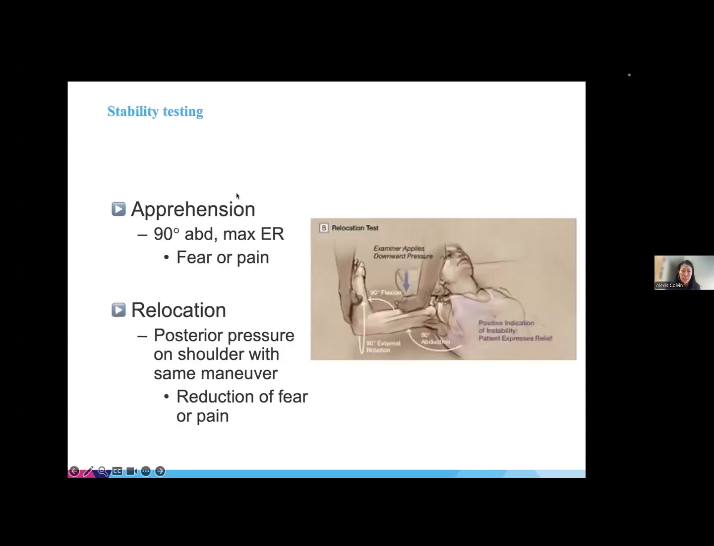The apprehension test is something that we see in someone who has a labral tear from a dislocation. So usually when someone has dislocated the shoulder, almost always they know it, because the first time it happens, they can't get it back in themselves. They have to go to the emergency room, or there has to be another person who can actually push the shoulder back into place.